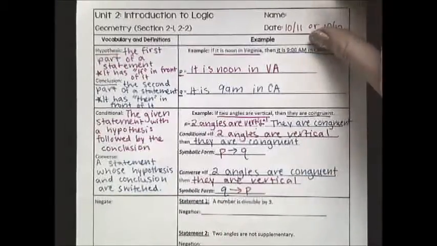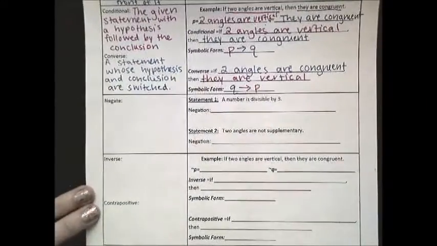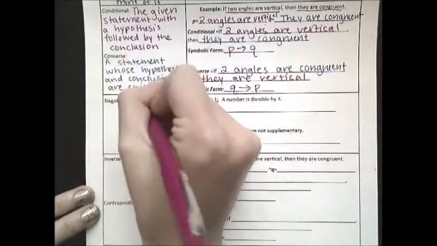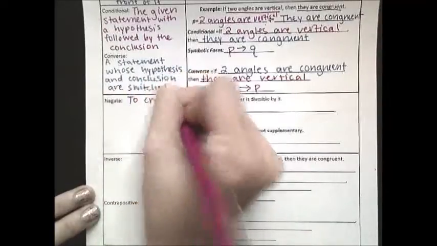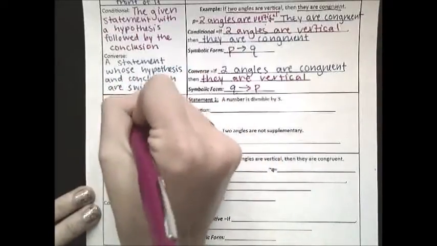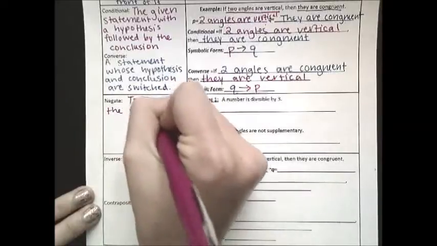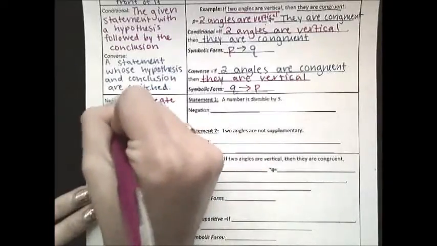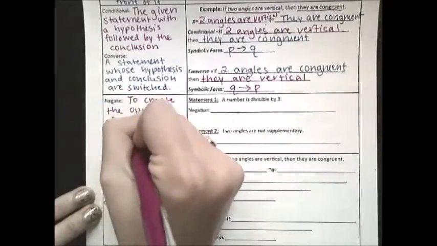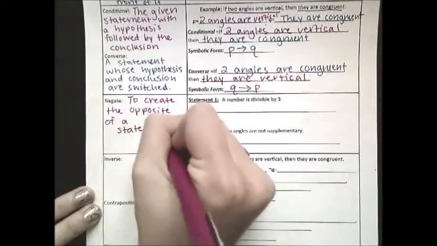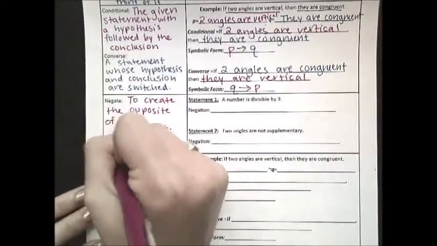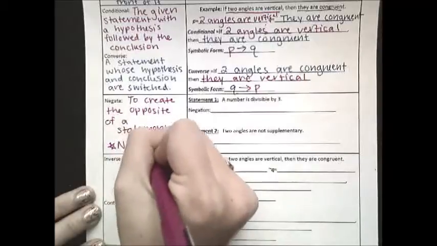All right, up next we have the word negate. You might see this as negation as well. So negate is to create the opposite of a statement. So your big key word for this is going to be the word not.